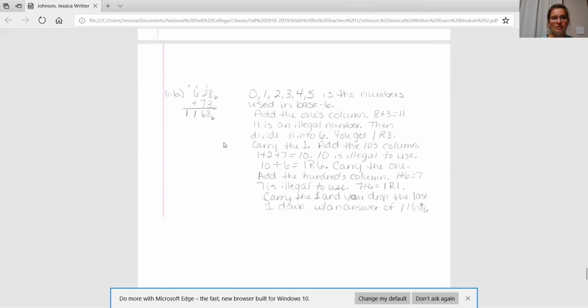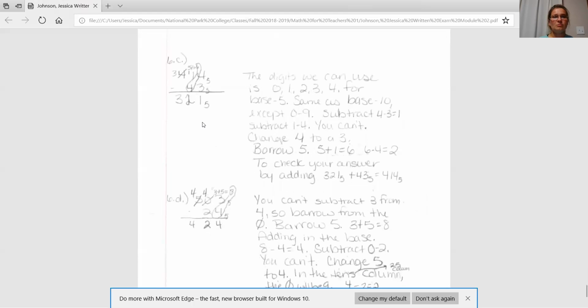Then you're going to add the next column. 1 plus 2 plus 7 equals 10. 10 is illegal to you. So you're going to divide 10 by 6 and you get 1 with a remainder of 4. Carry the 1 and bring the 4 down. And then you take 7 divided by 6 with a 1 with a remainder of 1 and you get 1168 with a base 6. Subtracting with a base 5 is pretty cool as well.